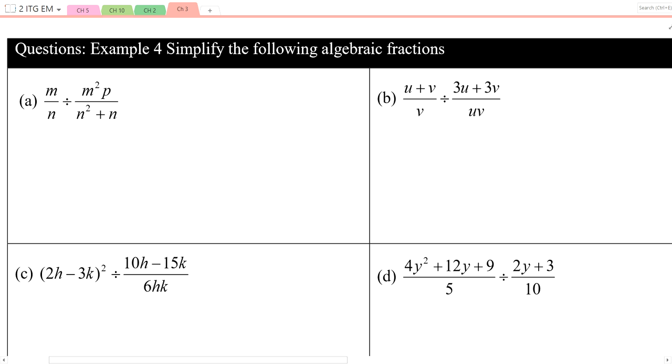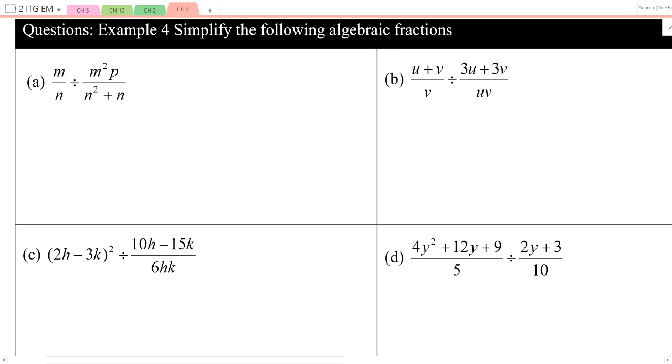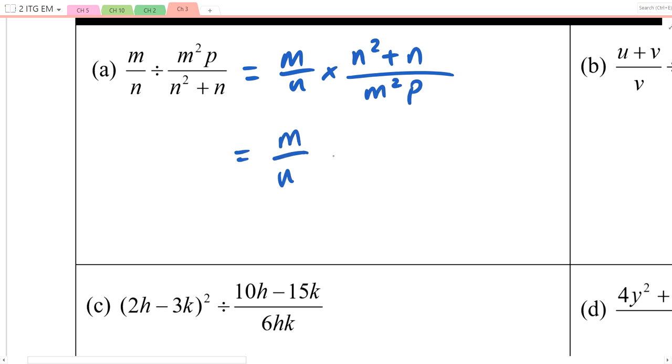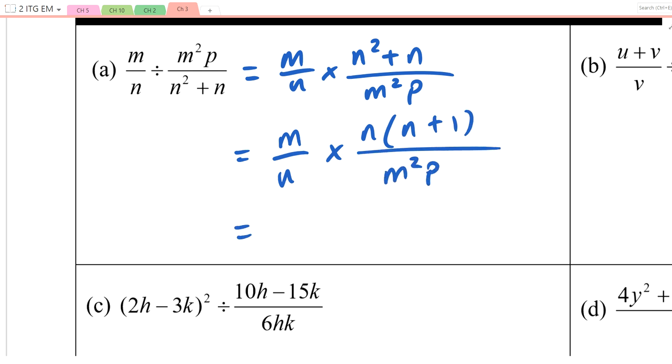Next, part A. Ready for this? Let's do it quickly. m over n times n squared plus n, divided by m squared p. m over n times n times n plus 1 over m squared p. Cancel. Left with n plus 1 over mp.